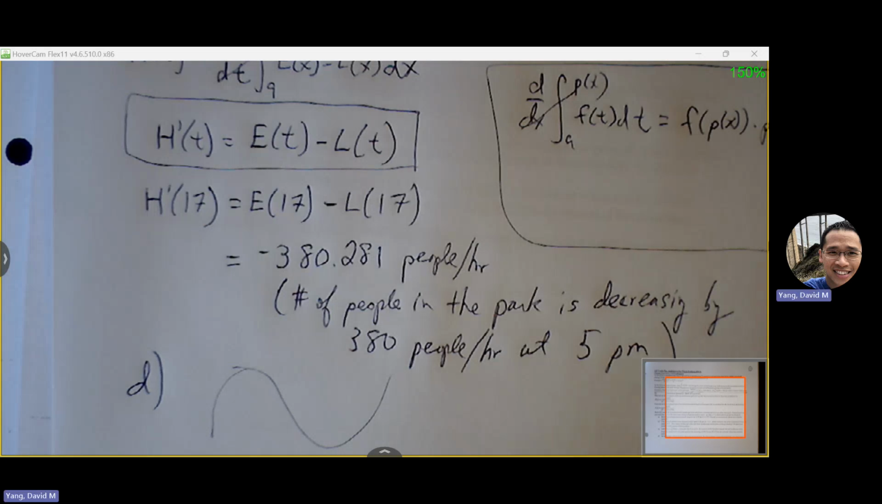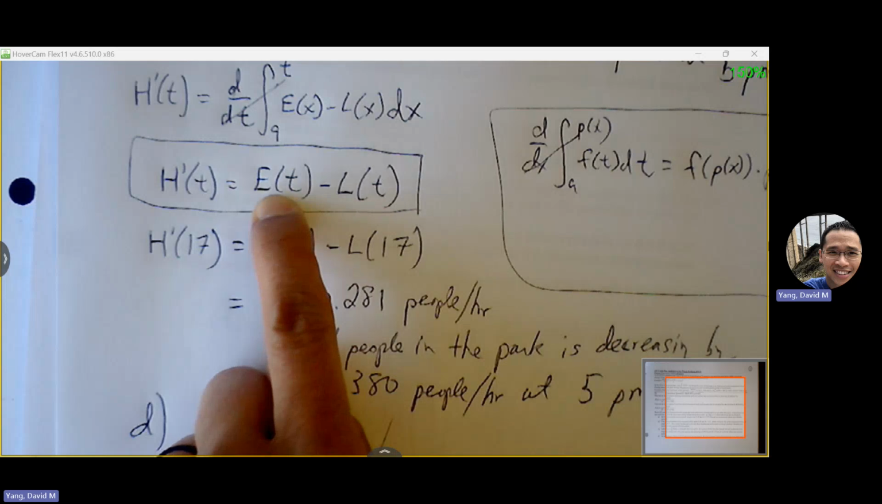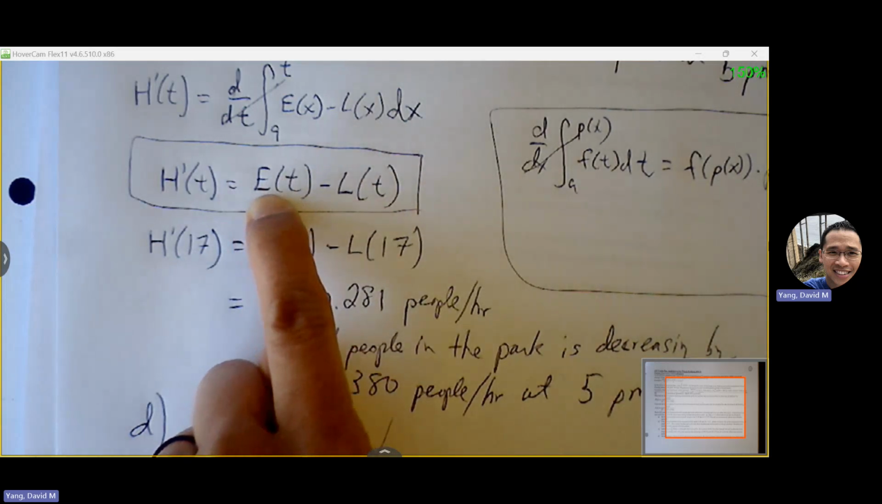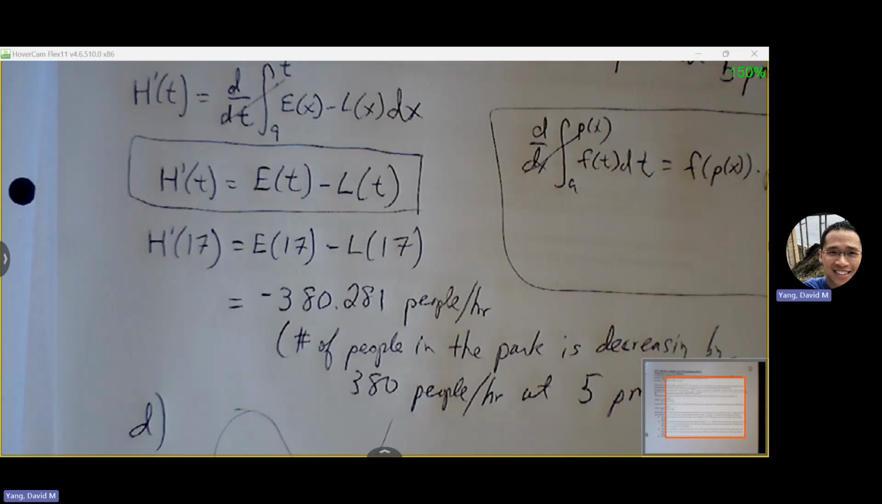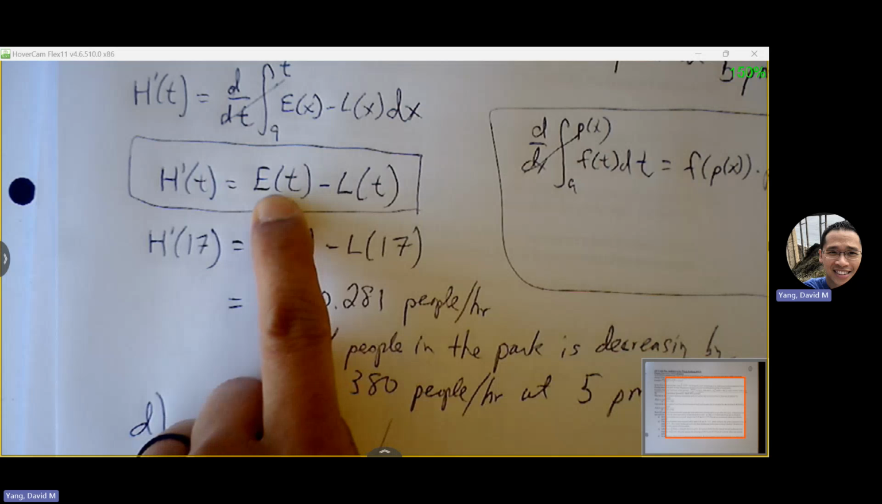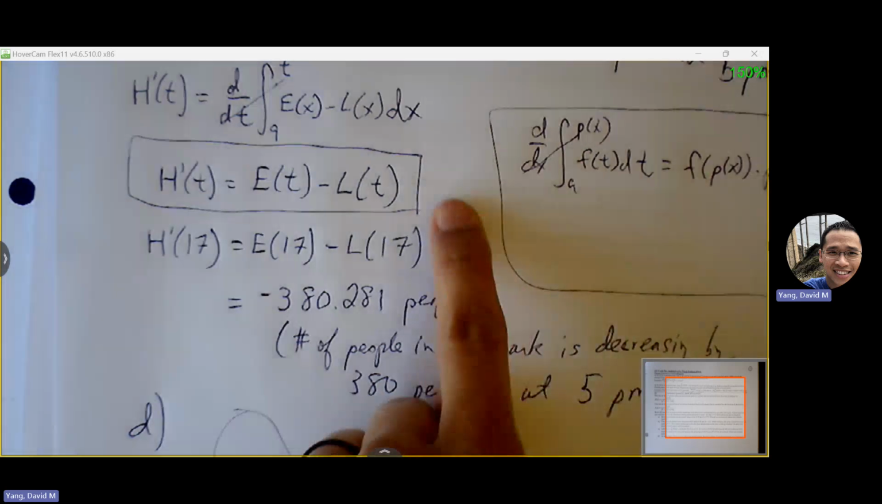So let me just give this illustration here. E of t is the rate at which people are entering the park. What's going to happen to E of t as the day progresses? Is E of t going to increase or decrease as the day, in general, progresses? Is the rate at which people are coming into the park going to be more at the beginning of the day or more at the end of the day? Beginning, right? So E of t is going to start high, but it's going to eventually come down, right? And L of t is doing what?